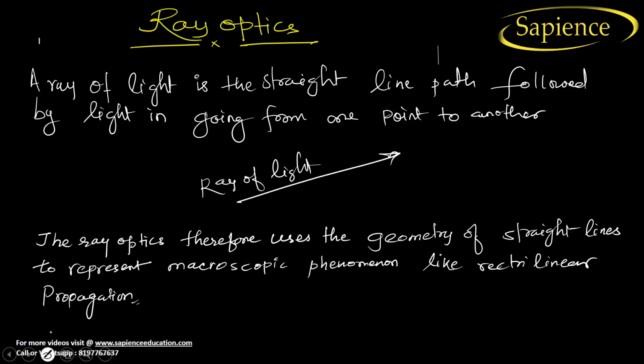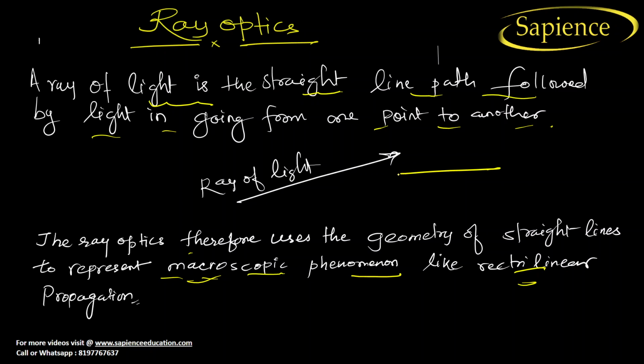So what is ray optics? Before that, we need to understand what a ray is. A ray of light is the straight line path followed by light in going from one point to another. Ray optics therefore uses the geometry of straight lines to represent macroscopic phenomena like rectilinear propagation.